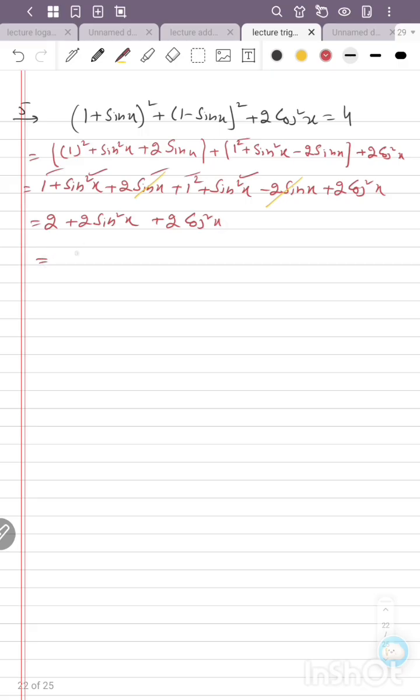Now this is 2. From here and here, these two will be common. Take common 2 and sin square x plus cos square x, which will be 1. The answer is 4. Okay, we have solved it. Next question, we have question number 6.